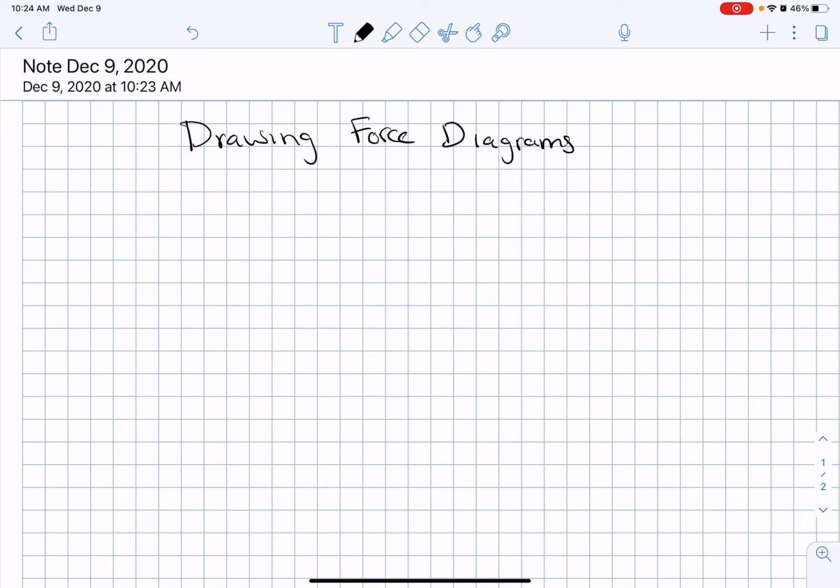Hey everybody, in this video I'm going to go over how to draw a force diagram and how to write a sum of the forces statement based on that force diagram. So let's do 3 different examples.